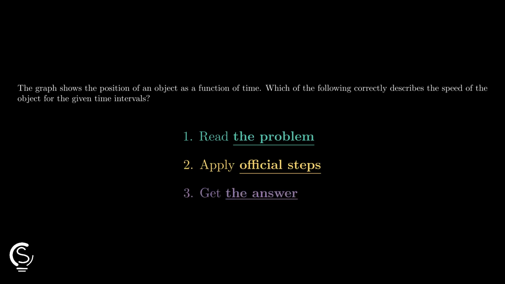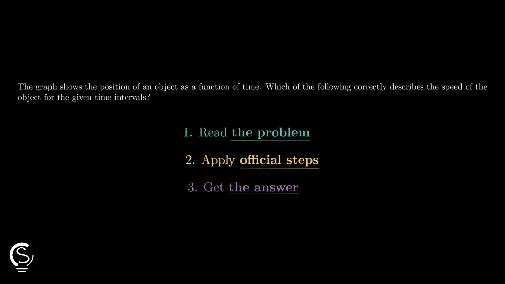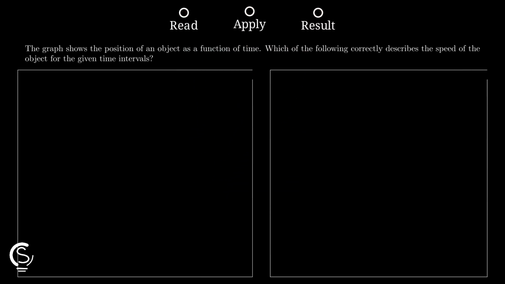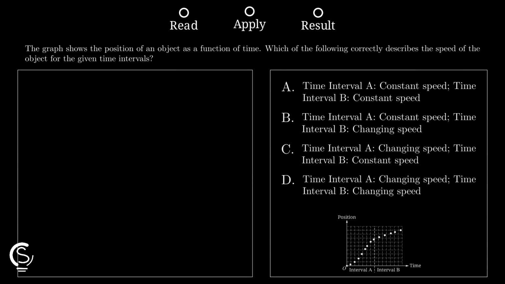Position time graphs get easy when you track slope, not guesses. And this one is super quick because one interval bends while the other stays straight. In a position time graph, speed comes from the slope. So start with time interval A and watch whether that slope stays the same or changes as time moves forward.